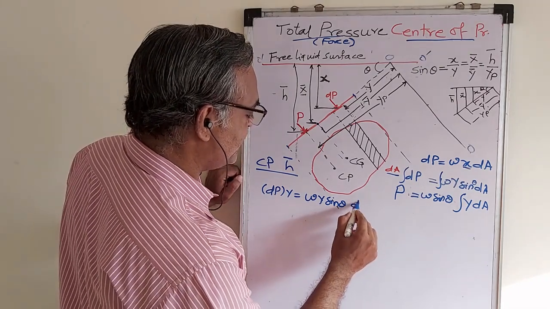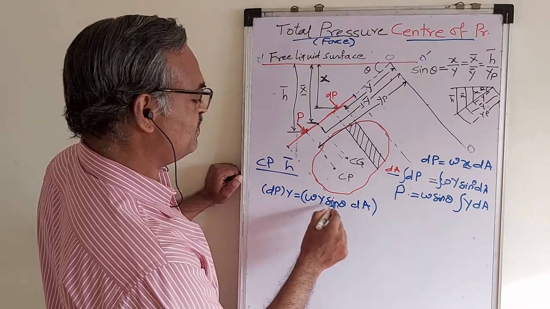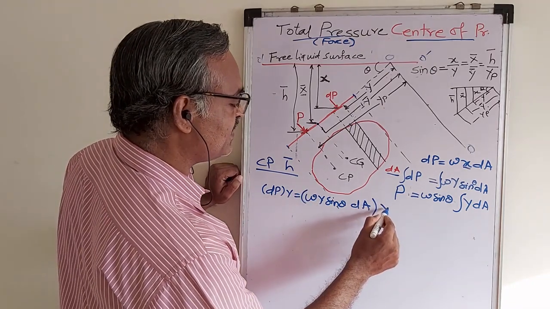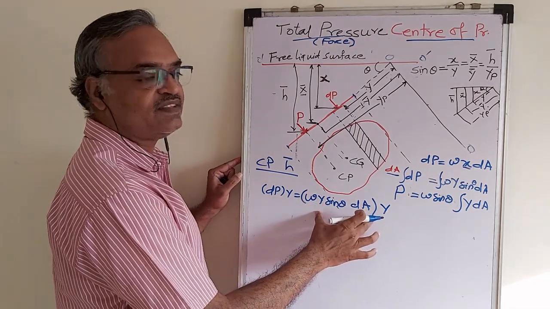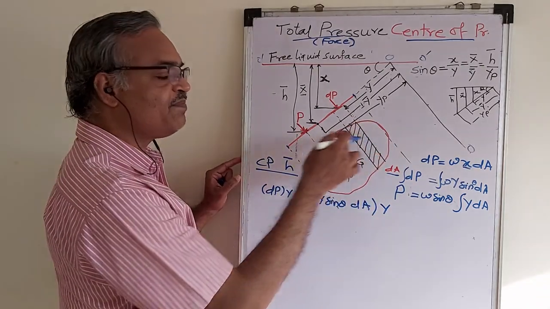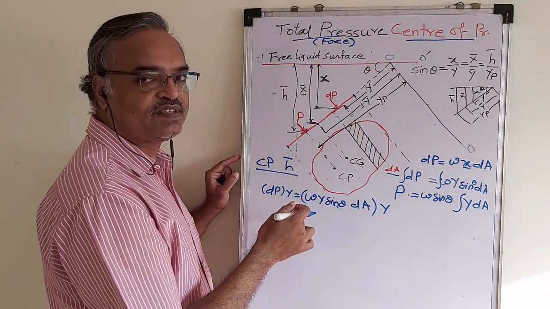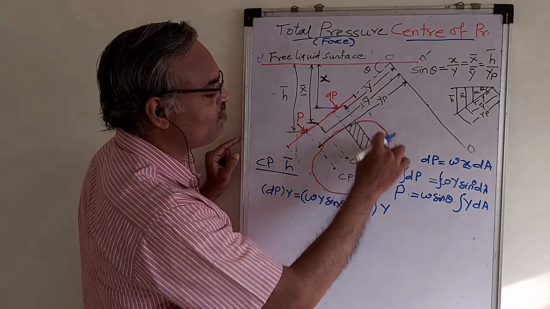W y sin theta dA. Right? This is the formula for dP. W y sin theta dA into y. So this is the moment acting on this string. In the same way, we can find out the moment acting on every string.